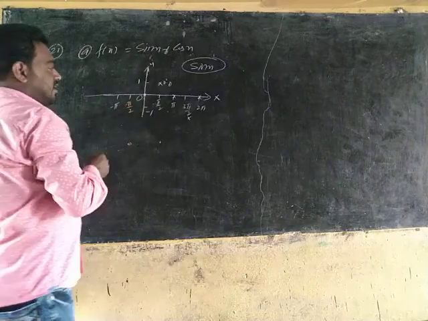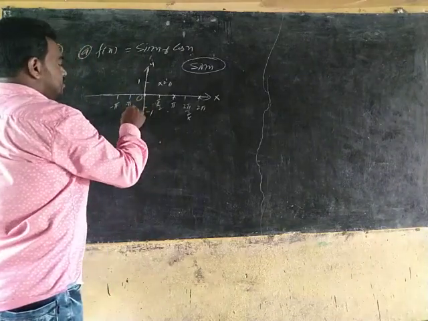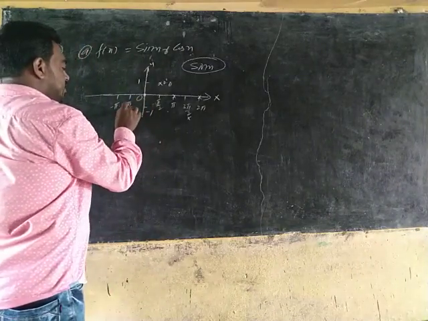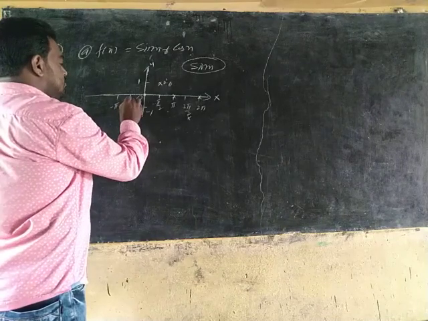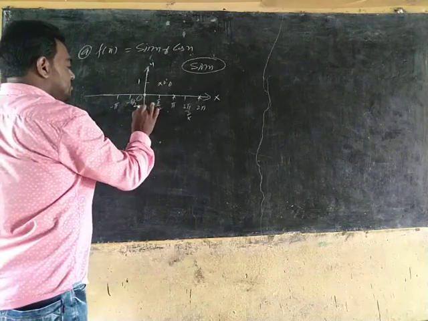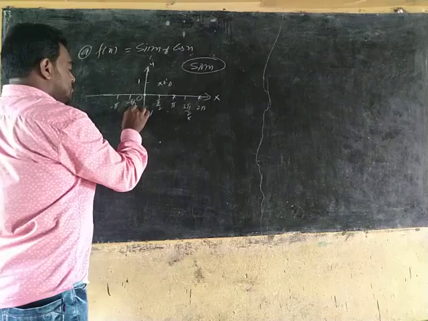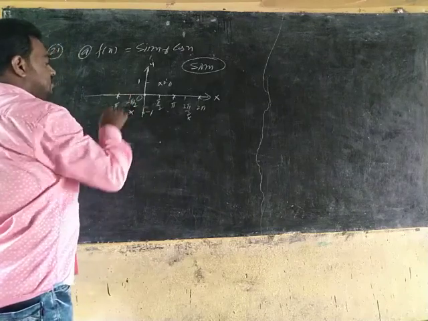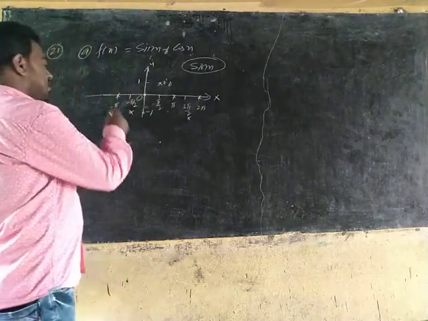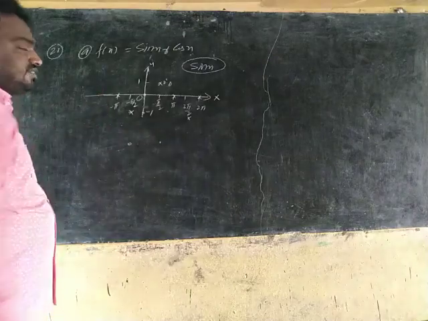Coming to the negative side, sin of minus pi by 2 is minus 1. Sin of minus pi is 0. If we write minus 3 pi by 2, we are getting this, that is equal to 1.